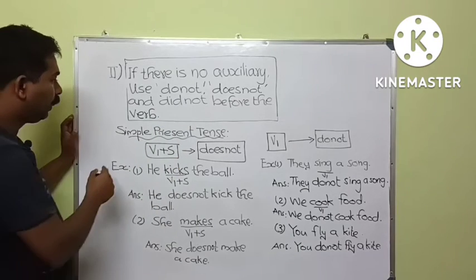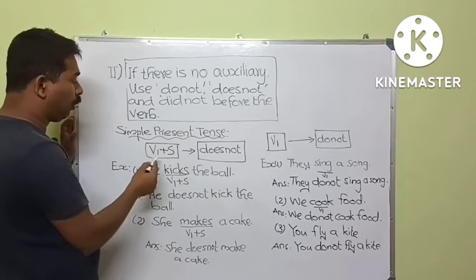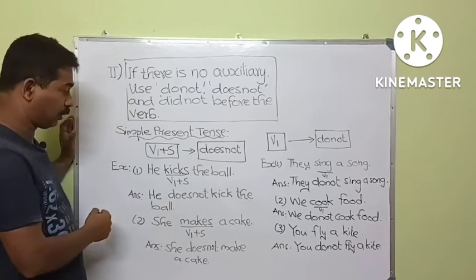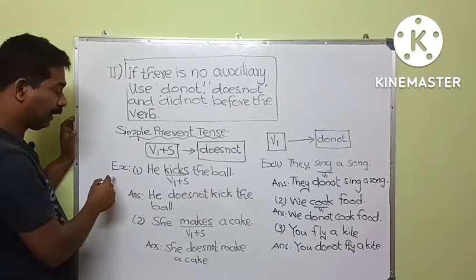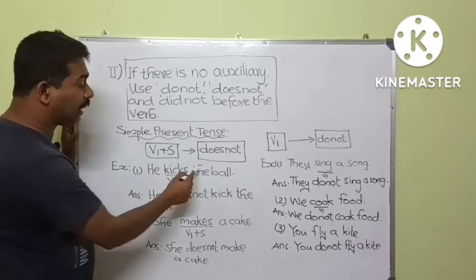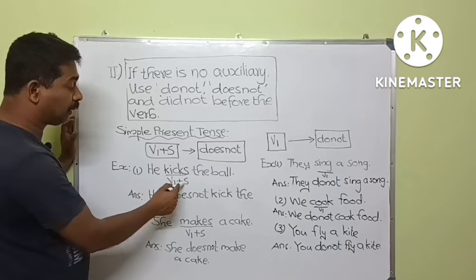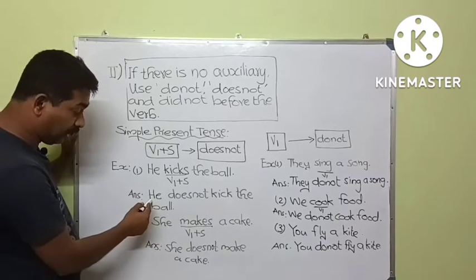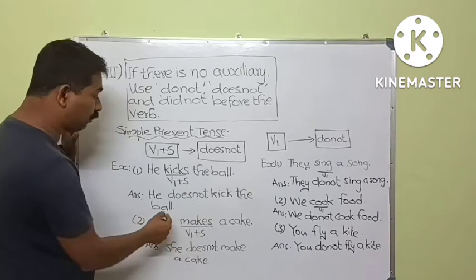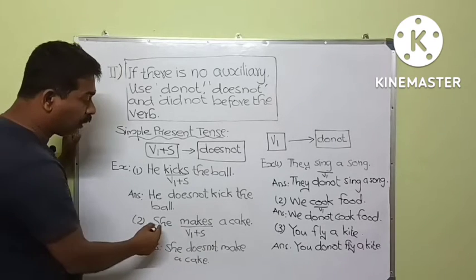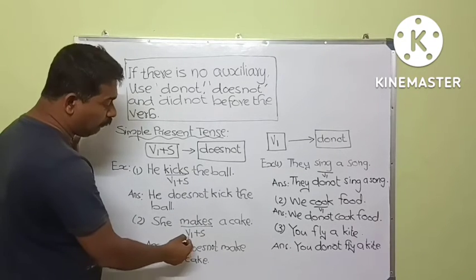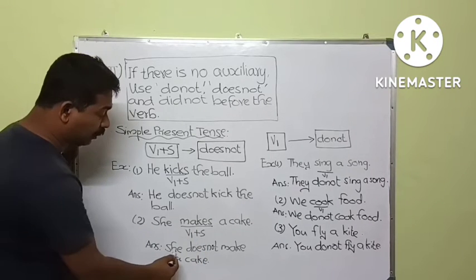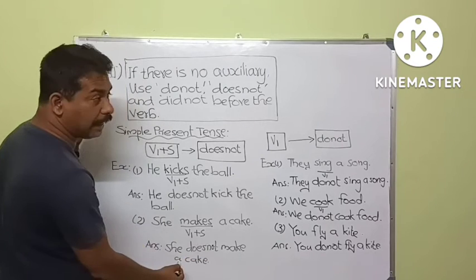In the case of simple present tense, if verb number 1 plus S form appears, you can select does not. We have some examples. Example number 1, he kicks the ball. That's verb number 1 plus S. V1 plus S form is underlined, so we can write like this, he does not kick the ball. Example number 2, she makes a cake. V1 plus S form is underlined, then the answer is she does not make a cake.